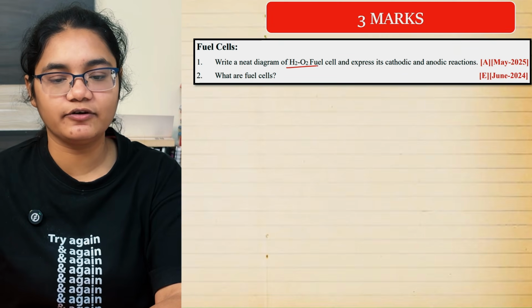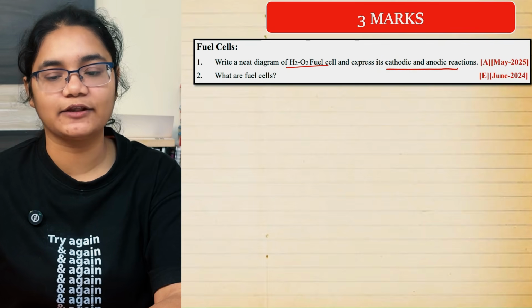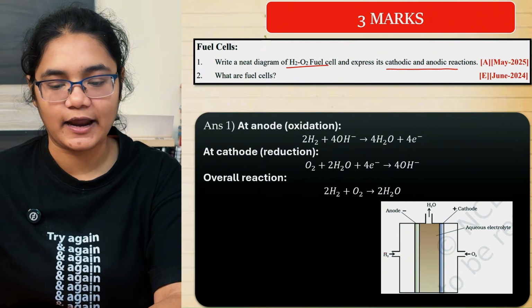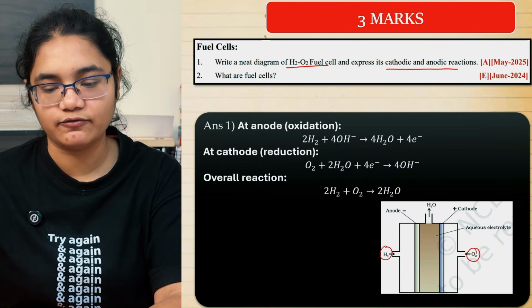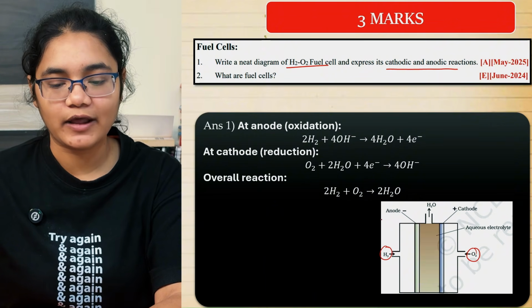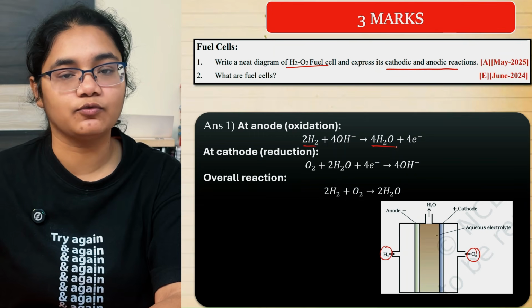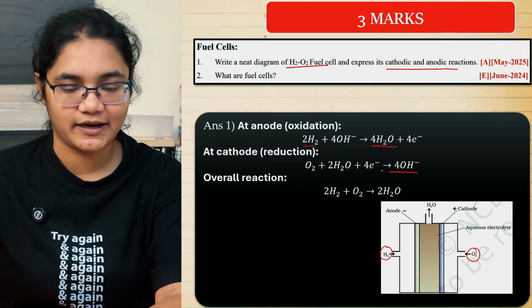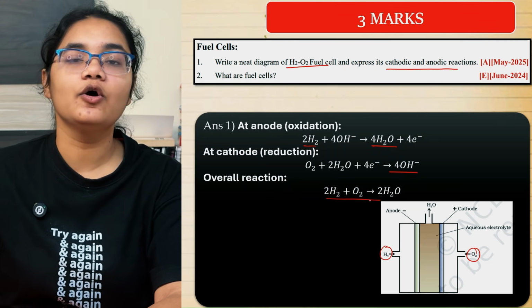Write a neat diagram for the H2-O2 fuel cell and express its cathodic and anodic reactions. First of all, you can see the diagram here. At the anode we have to take hydrogen, and at the cathode we have to take oxygen. At the anode, hydrogen undergoes oxidation to produce water, and at the cathode oxygen undergoes reduction to produce 4OH minus. Then you can add these reactions to get the overall reaction.